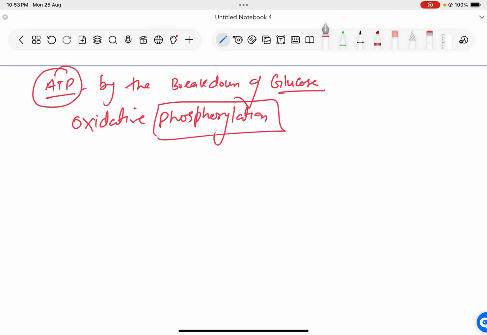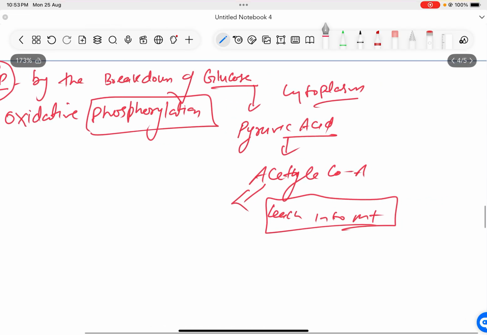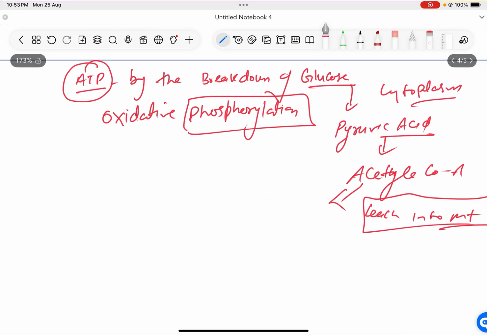Oxidative phosphorylation. This glucose in the cytoplasm breaks down into pyruvic acid, and this pyruvic acid is further converted into acetyl coenzyme A, and this acetyl coenzyme A leaches into the mitochondria, where it is again converted and combined with oxaloacetic acid to produce citric acid.